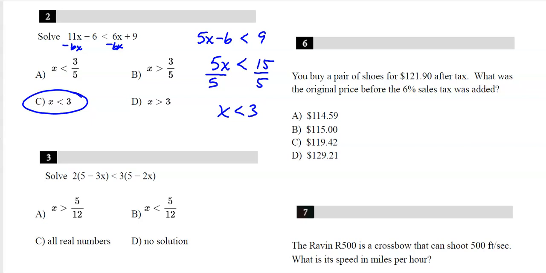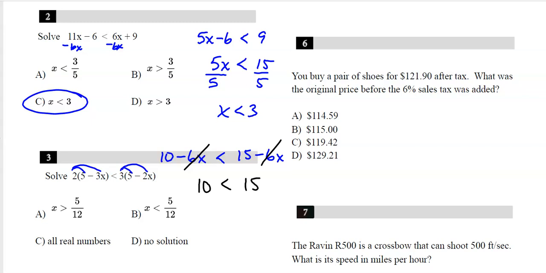All right, number 3. I need to do some distributing here, it looks like. So I have 10 subtract 6x less than 15 subtract 6x. So when I add 6x to both sides, it's going to go away. And I'm going to end up with 10 is less than 15.